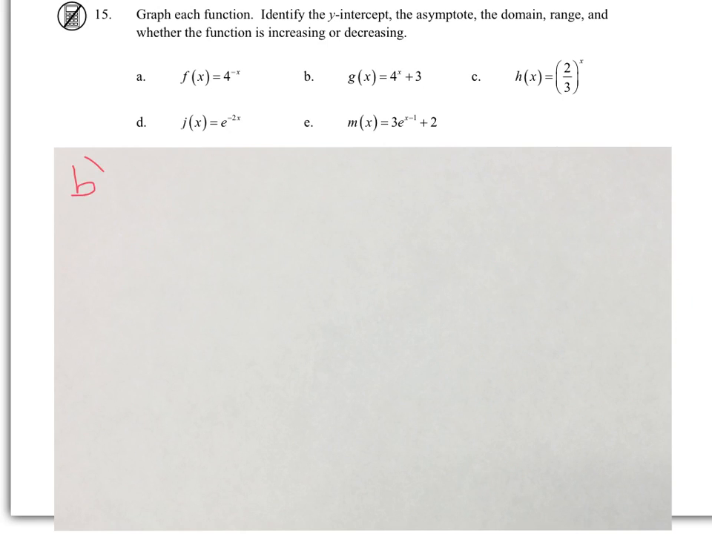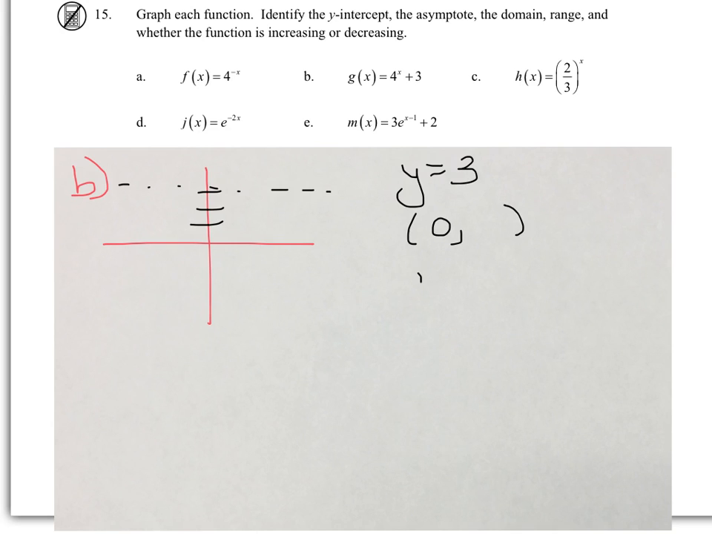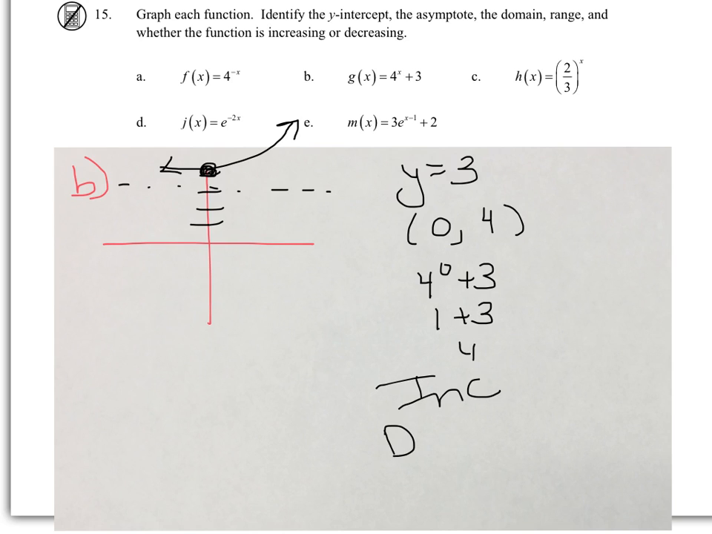And now for B, our asymptote is at y equals 3 because of the plus 3. If we plug in 0, that's going to be 4 to the 0 plus 3. 1 plus 3 is 4. The graph is increasing because the base is 4. Domain, x is all reals, and the range, y is greater than 3.